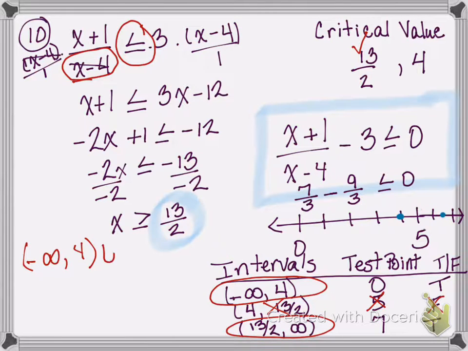Then I'm going to have a union, and we've already discussed that 13 over 2 is okay. 13 over 2 does not make anything undefined, and because of the or equal to, 13 over 2 is included in my solution. So I'm going to have a bracket where my 13 over 2 is, and then I'm going to take that all the way to infinity. So my solution to this is negative infinity to positive 4 with a parenthesis there, union, bracket 13 over 2, because that's included, all the way to infinity. And that is the solution to this inequality.